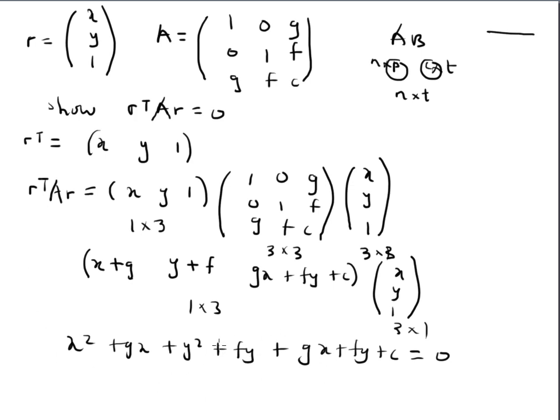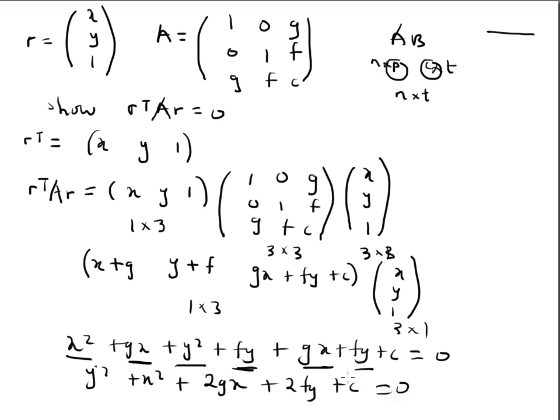Now let's try and simplify this expression we have. Let me just do so in order, that one will be better. So we have y squared plus x squared. We have gx over here, gx over here, so we get 2gx. Now we have fy here, fy here, we get plus 2fy plus c, and this is equal to 0. Now this is the equation of a circle. Then we are done proving it.